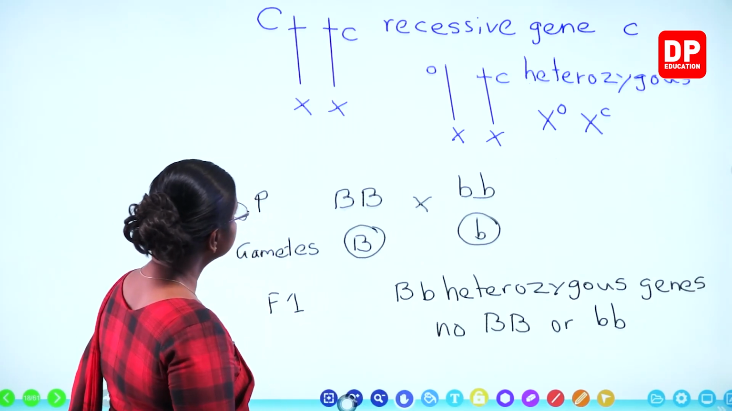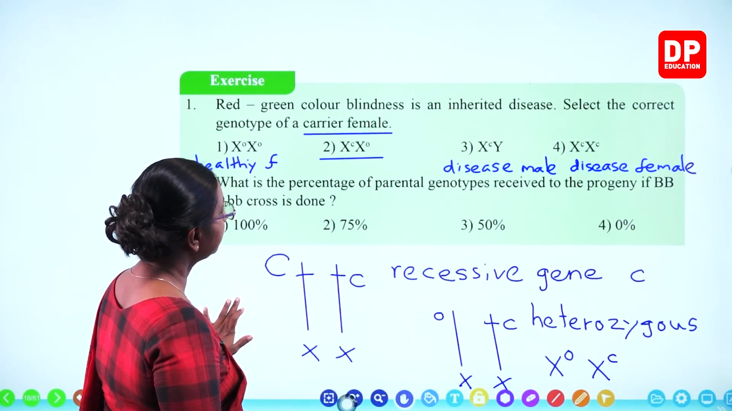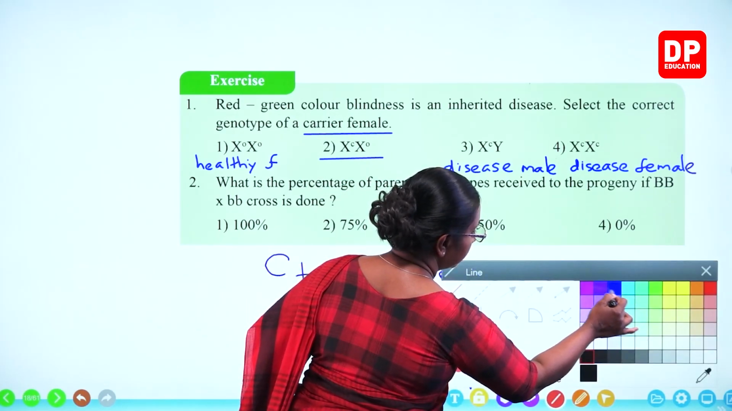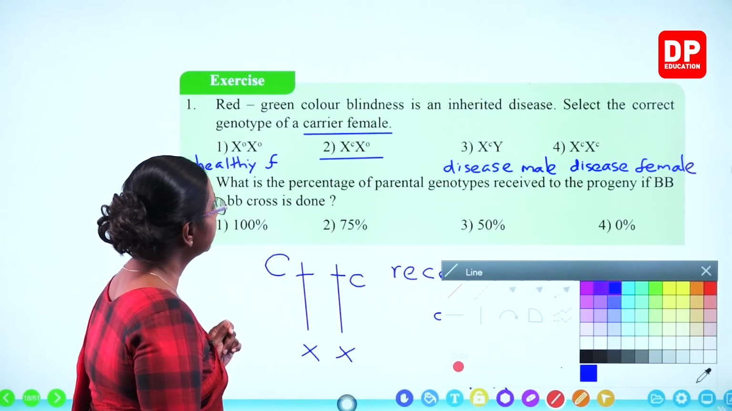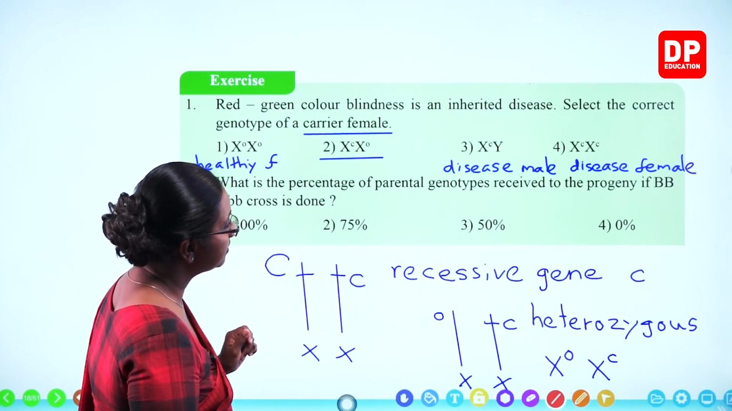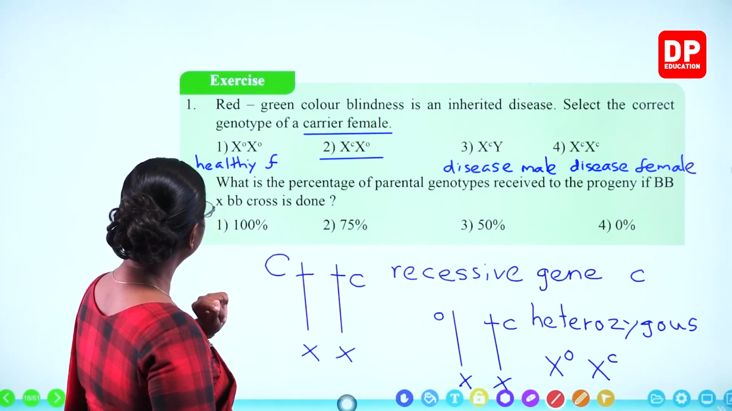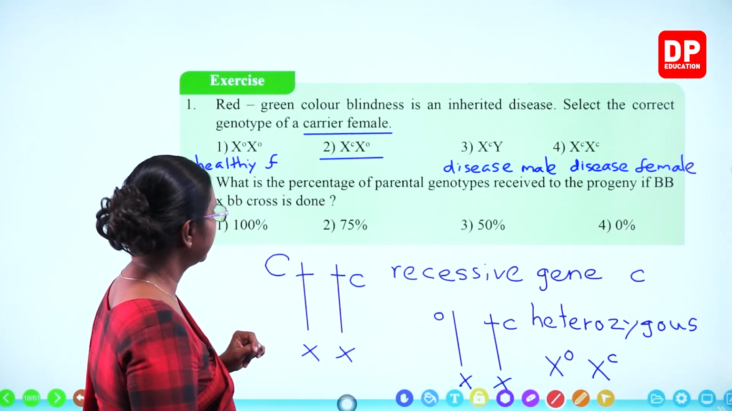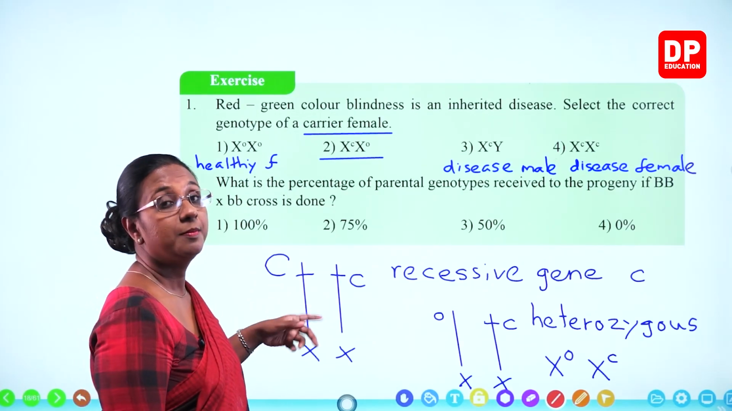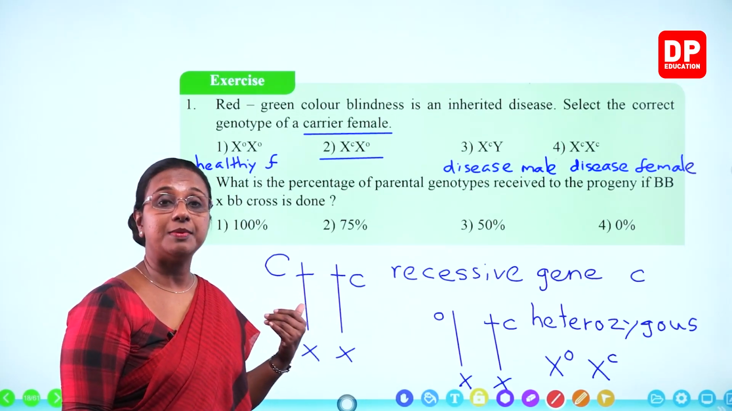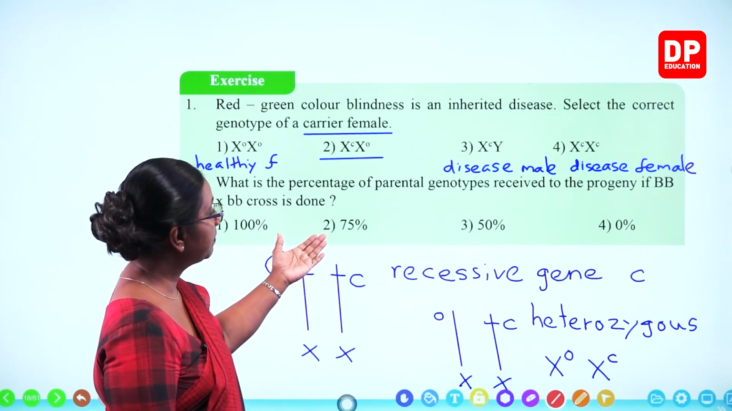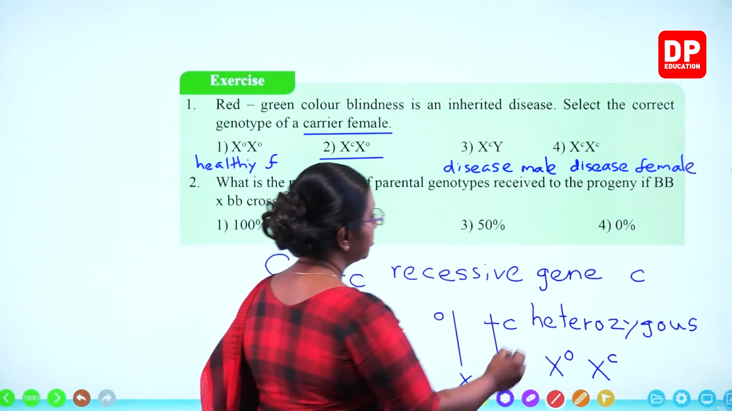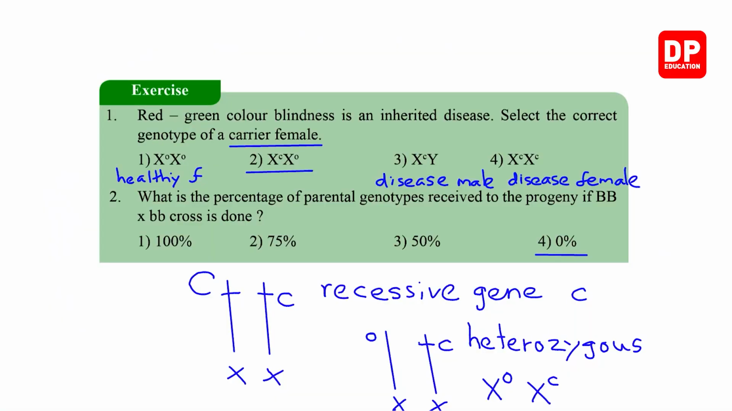So if we answer the question, here we have: what is the percentage of parental genotypes received by the progeny if capital B is crossed with simple B? 100%? No, because it's going to be capital B, simple B. 75%, 50%, 0%. So it has to be 0%.